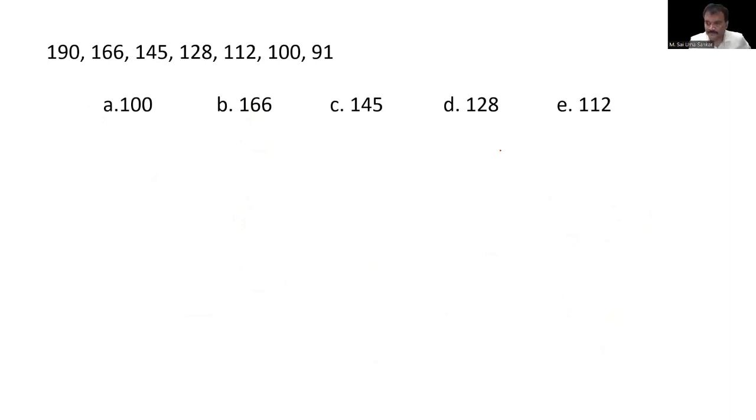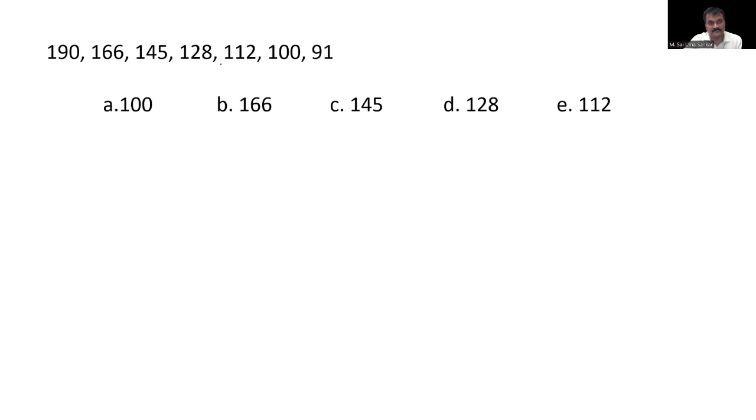What is the first question? 190, 166, 145, 128, 112, 100, and 91. Which of these numbers does not satisfy the sequence? All numbers follow a particular sequence except one number. We need to identify what that number is. Either odd man out or wrong number in the series, whatever it is, both are the same.